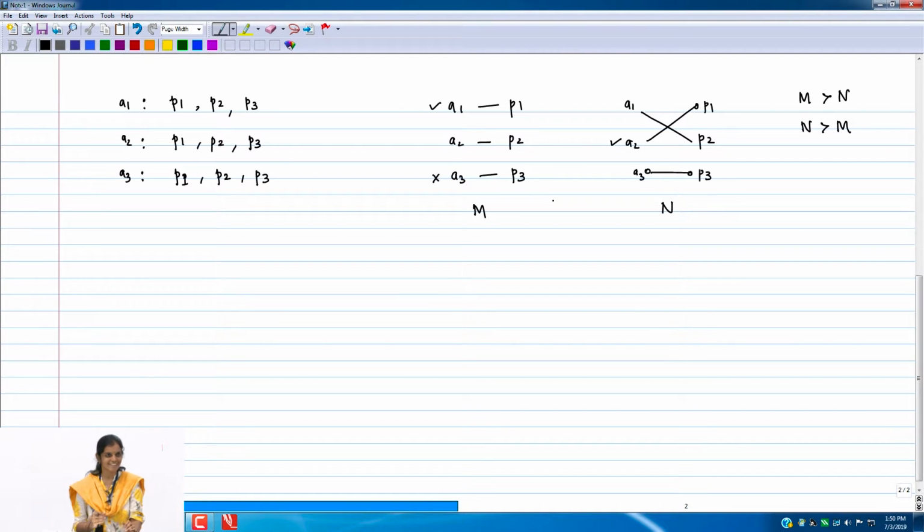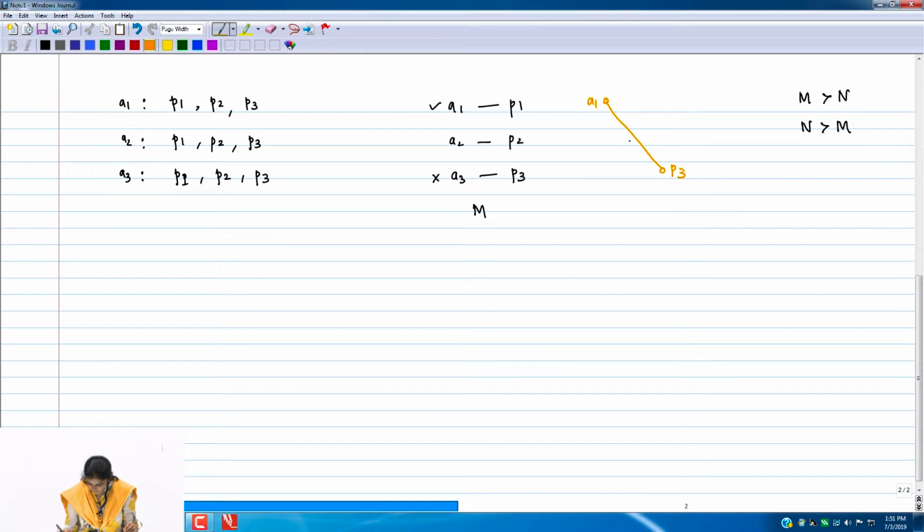Okay, this is your intuition, right? So she says that there cannot be any other matching that is more popular. A1 P3. Okay, so I will use another color now. So you are trying to beat M, right? Okay. So you are matching A1 P3, A2 P1, and A3 P2.